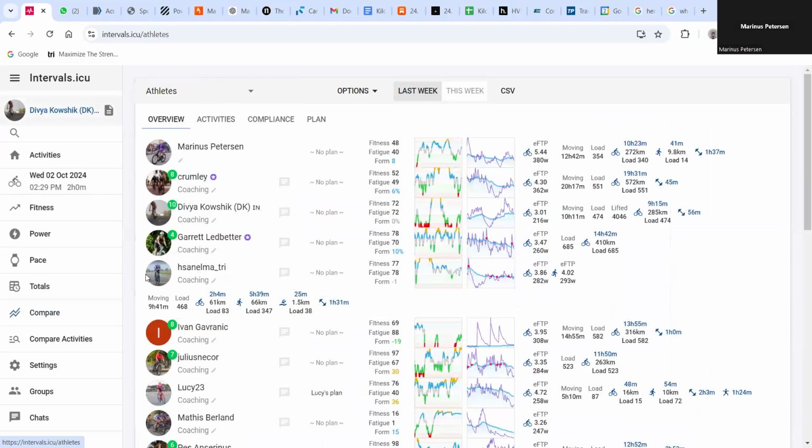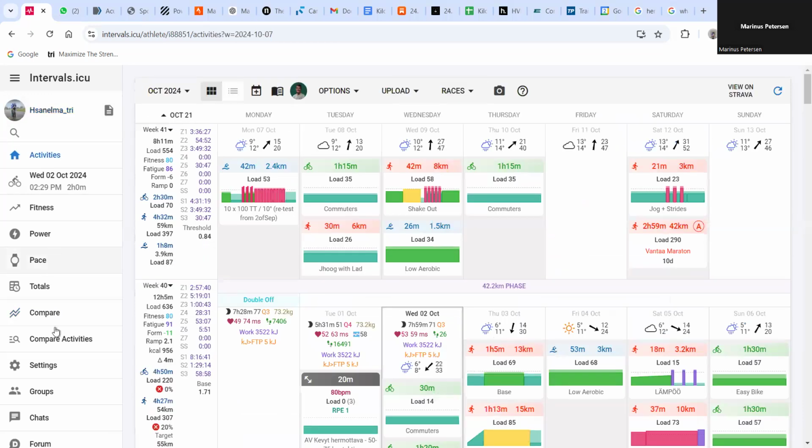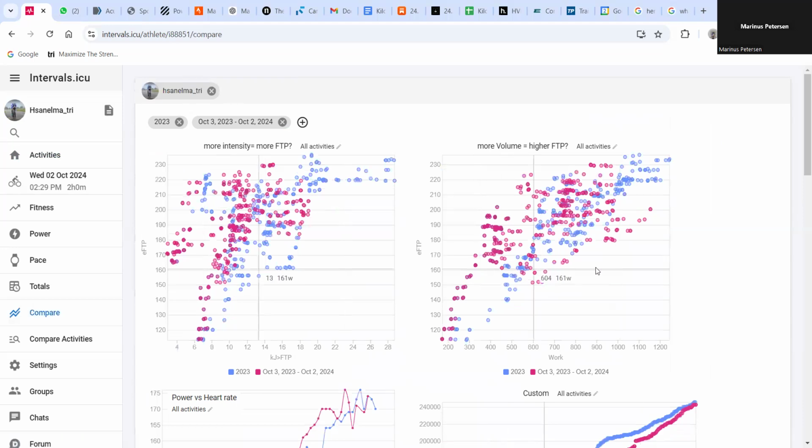Now let's have a look at this person I've consulted with. This person's actually a triathlete, so whatever we can take or not from that. More volume, more FTP, pretty clear. More intensity, more FTP, less clear. Okay. Great.